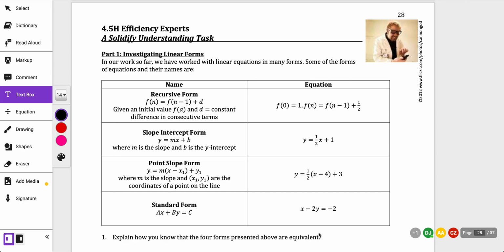Hey guys, we're going to be doing 4.5 today. So if you guys could please have your notes out and follow along as we do this together.